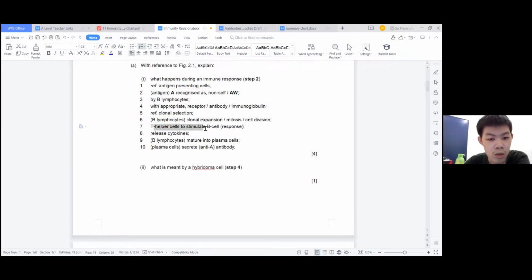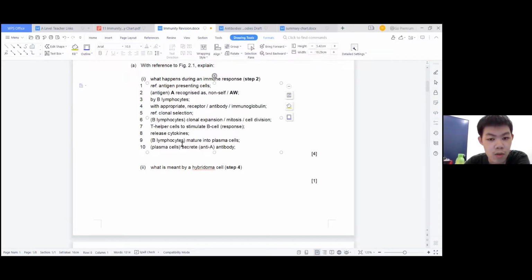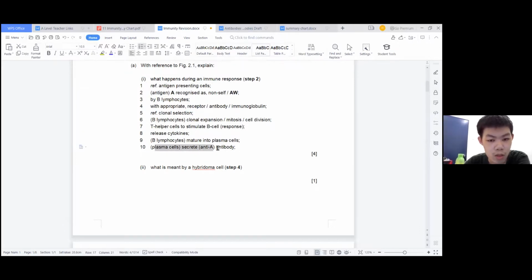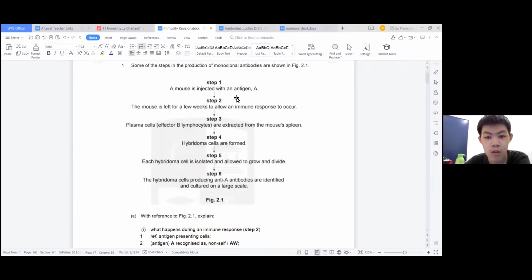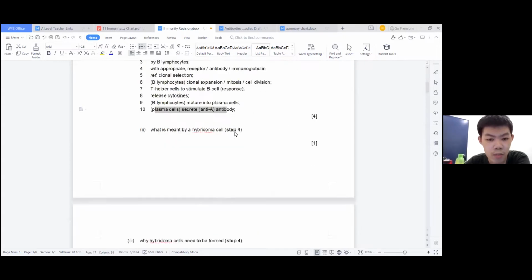You also can say T helper cells stimulate the B lymphocytes to mature into plasma cells. The T helper cells release cytokines to stimulate the B cells to mature into plasma cells. Then the plasma cells will secrete the anti-A antibody because the mouse is injected with antigen A.